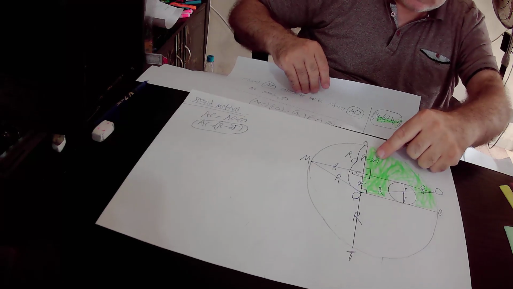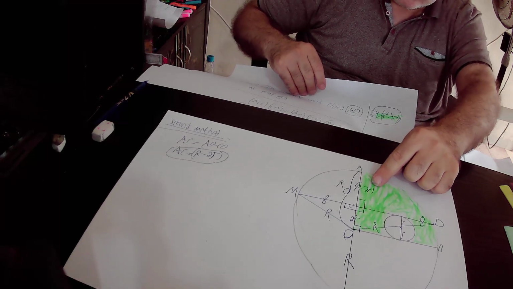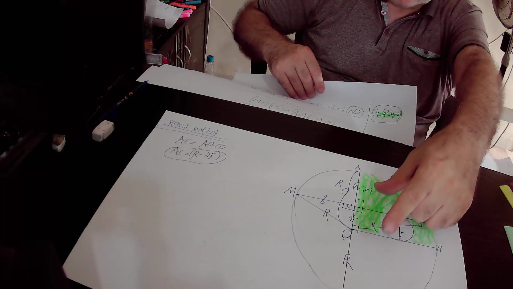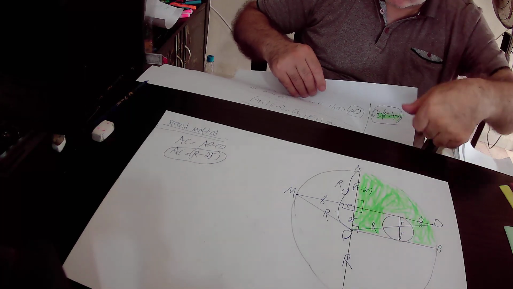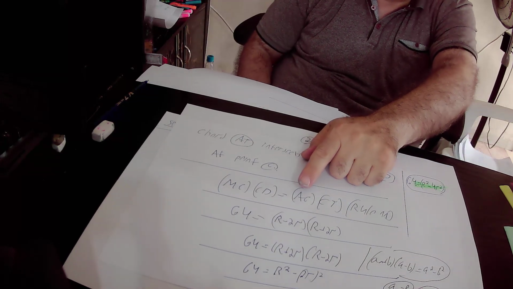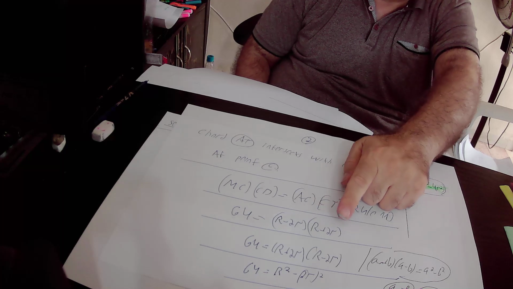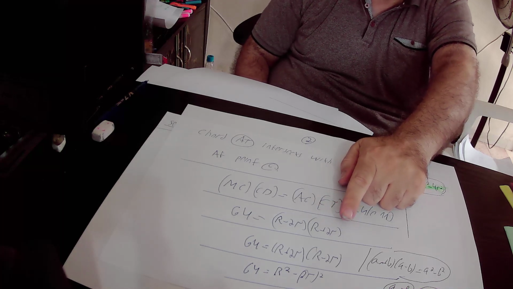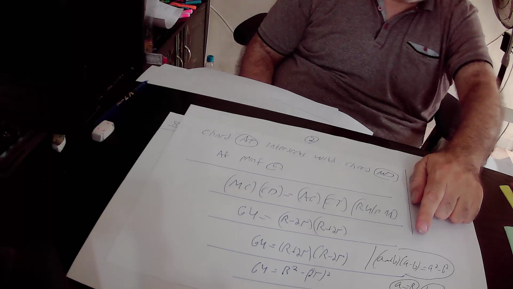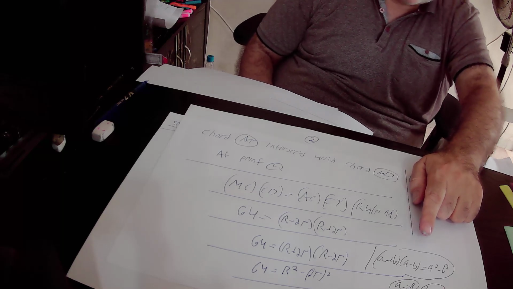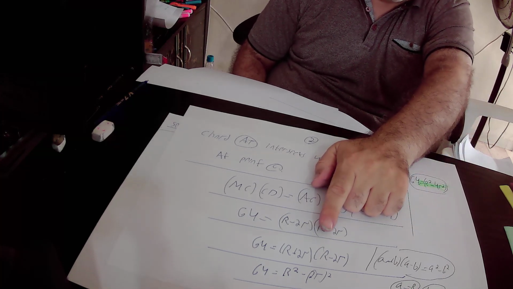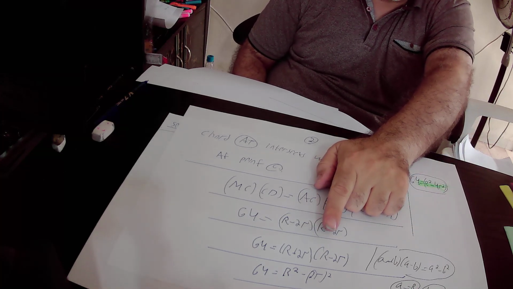AC is capital R minus 2R. CT is capital R plus 2R. So we found that 64 equals capital R plus 2R times capital R minus 2R. And here, according to the algebraic identity that A plus B times A minus B equals A squared minus B squared, this expression will be equal to A squared minus B squared.